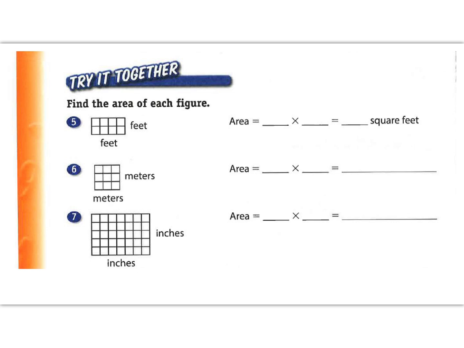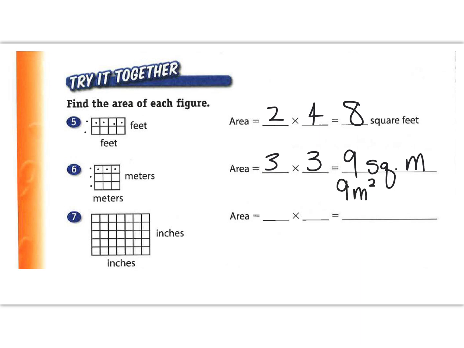All right, find the area. So we're going to count how many rows we have and then how many are in each row. So here we have 2 rows. And then there are 1, 2, 3, 4 square units in each row. So this would be 2 times 4 is 8. Here we have 1, 2, 3 rows. And there are 1, 2, 3 square meters in each. 3 times 3 is 9. And then we would say square meters. Or you could write it like this, 9 meters, and then a 2 up there means squared.